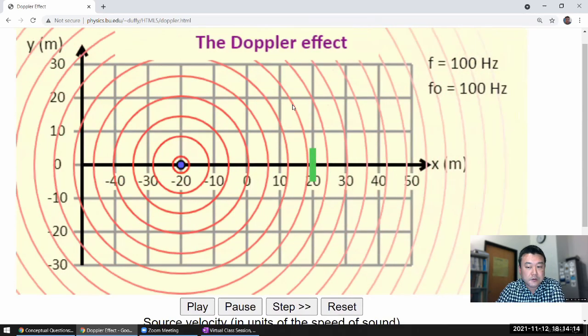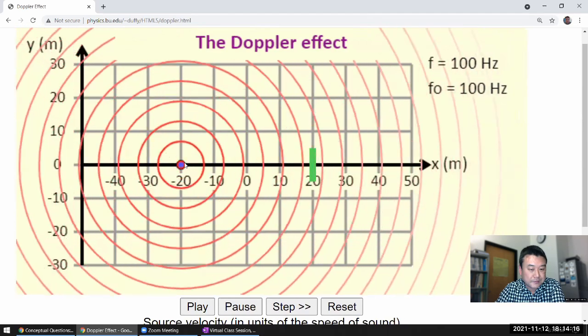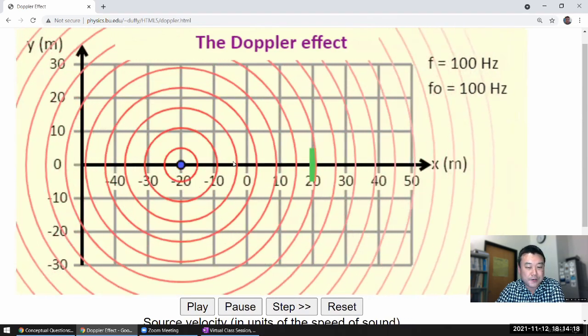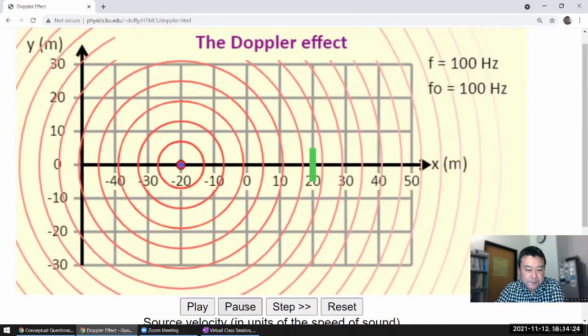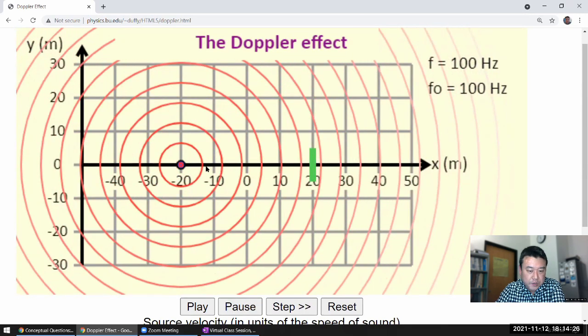Imagine this is a very slow motion version of it. There are different ways to imagine it, but if the spacing between these somehow corresponds to 100 hertz, then as the sound waves reach the observer, the spacing remains the same, so the observer will hear it at 100 hertz.